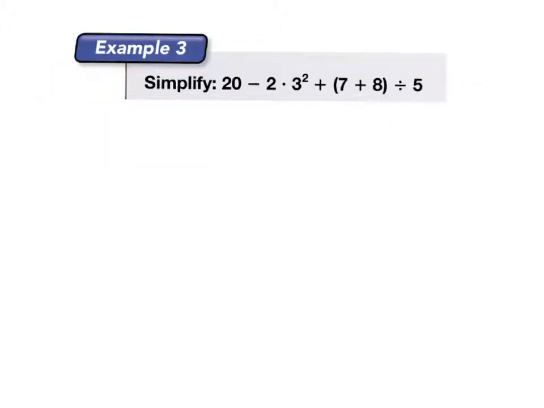Okay, so here we're going to simplify this expression. So write this expression down, the entire thing. Now the first thing we want to do is parentheses, then exponents, then you multiply and divide from left to right, and then you add and subtract from left to right. So this is PEMDAS. So first I look for any parentheses, and that's what I do first. So I'm going to do the parentheses, which is 15.